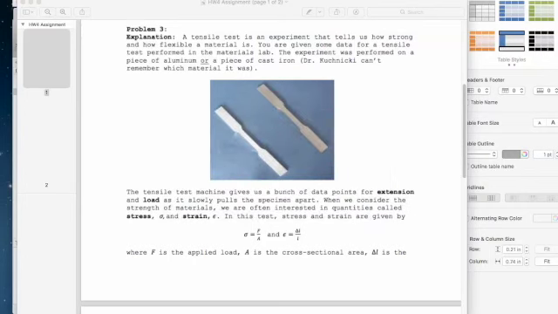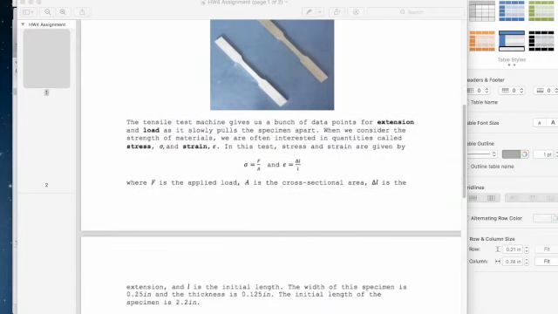Okay, so this is a video to help with homework 4, problem number 3. They give an explanation. A tensile test is an experiment that tells you how strong and flexible the material is. You were given some data for a tensile test performed in the materials lab. The experiment was performed on a piece of aluminum or a piece of cast iron. Dr. Kushnicki cannot remember which it was.